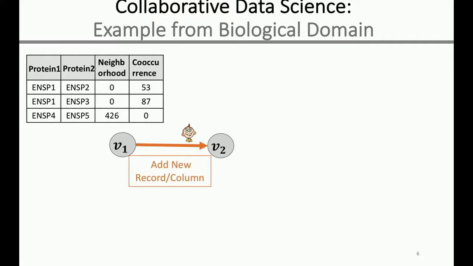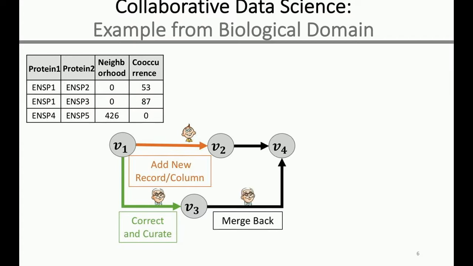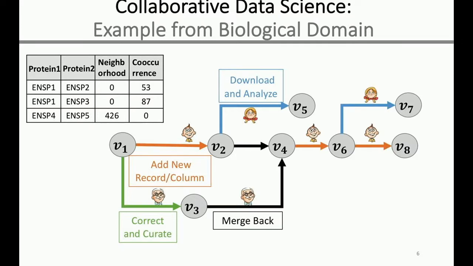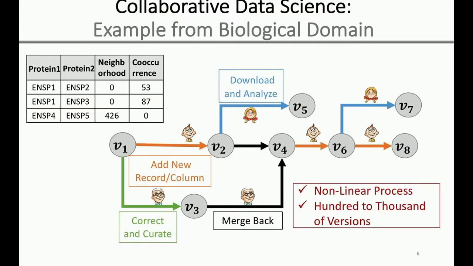Initially, we have version 1. As biologists conduct more lab experiments, new records and columns will be added and lead to a new version, V2, here. Simultaneously, some experts can work on their own working copy, correct and curate the dataset, and periodically merge it back to the main line. Also, data scientists can download and analyze their own working copy, and so on and so forth. So we can see this is a nonlinear process with branches and merges. And during this process, hundreds to thousands of versions are generated.